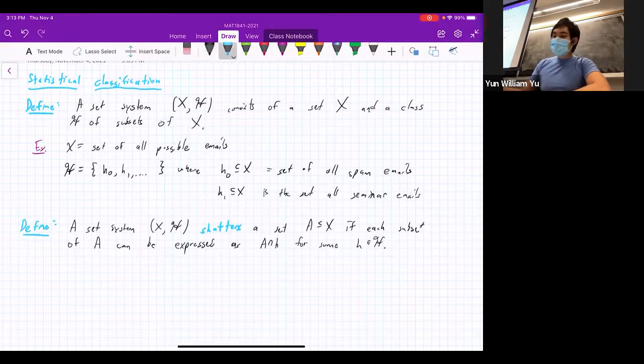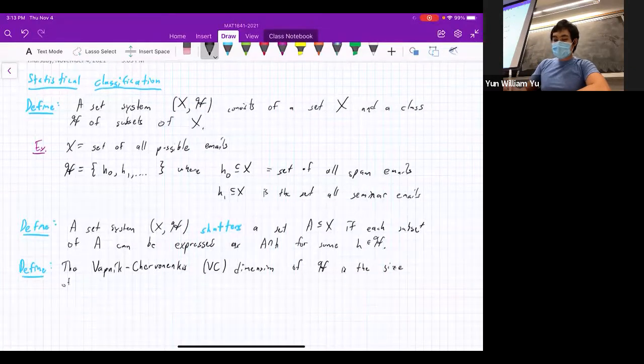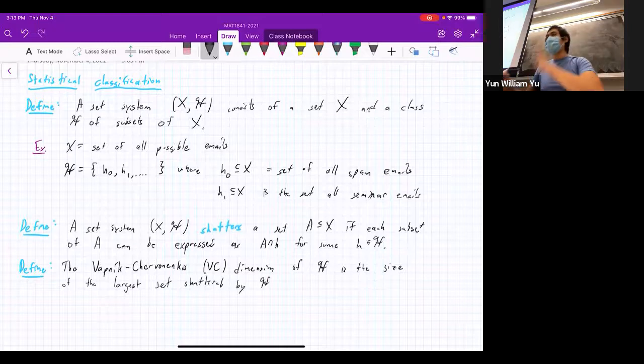And once we have that, we're going to define the VC dimension, which I am not going to be able to pronounce, the Vapnik-Chervonenkis dimension. I will be calling it VC dimension henceforth because I don't want to butcher that name more than I already have. So the VC dimension of H is the size of the largest set shattered by H, where X is implicit here, of course, since we're talking about set systems.